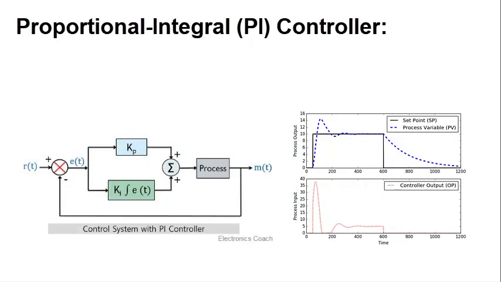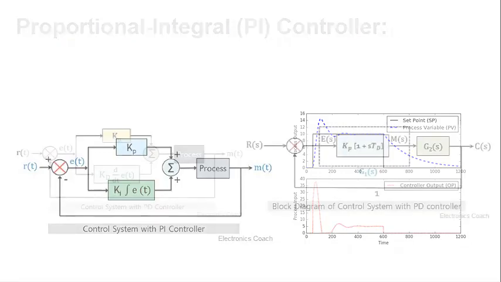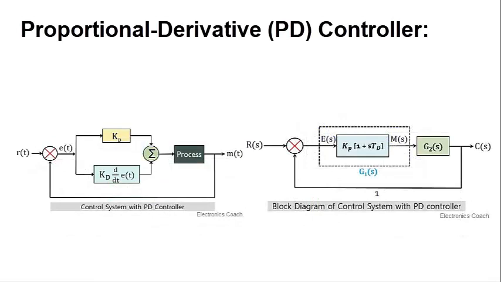Proportional integral (PI) controller. A PI controller combines the proportional and integral actions. It is one of the most common types of controllers and is used to improve both transient and steady-state responses. Proportional derivative (PD) controller. A PD controller combines the proportional and derivative actions. It is often used when there is a need to reduce overshoot and improve damping without eliminating steady-state error.